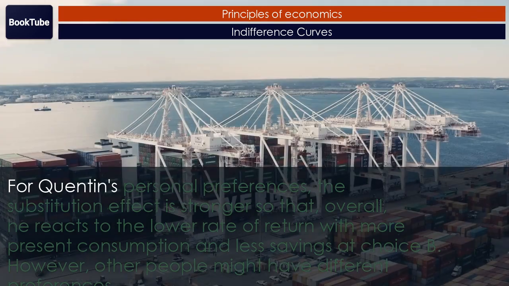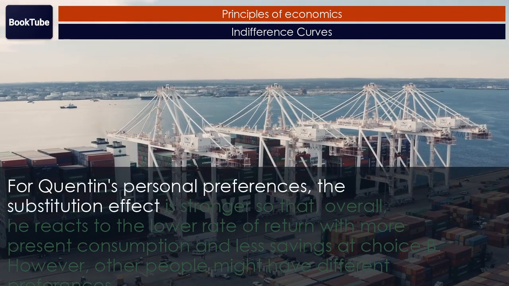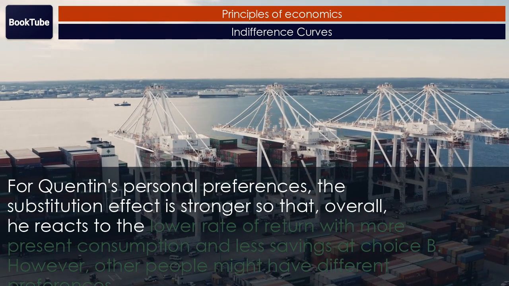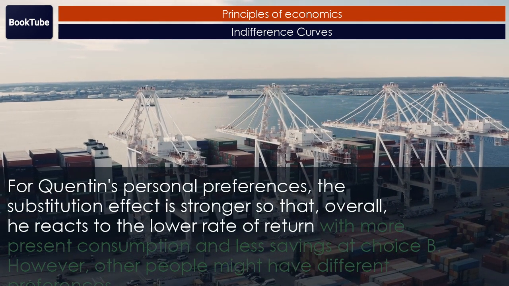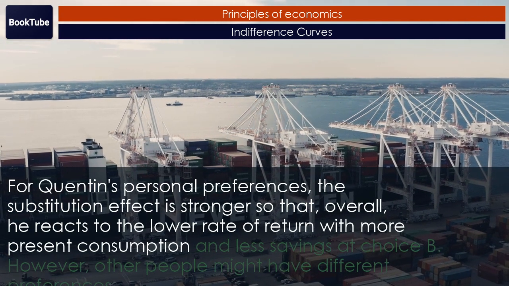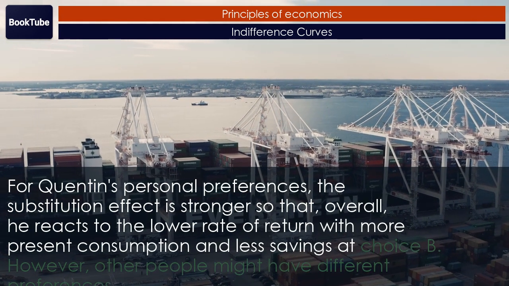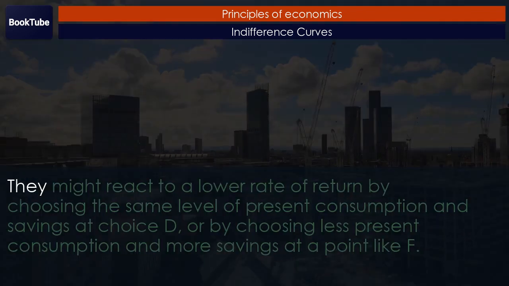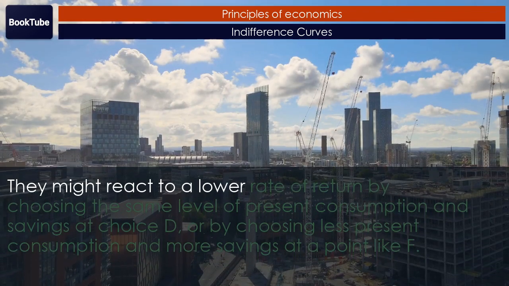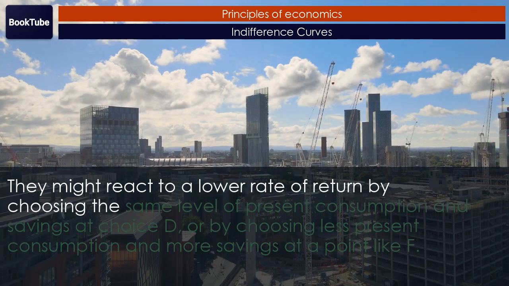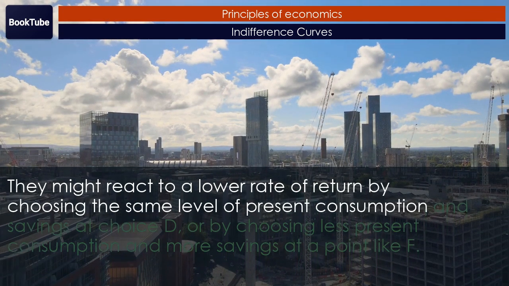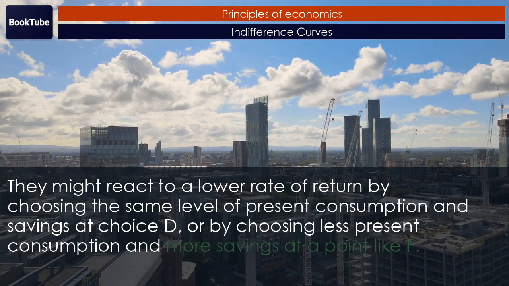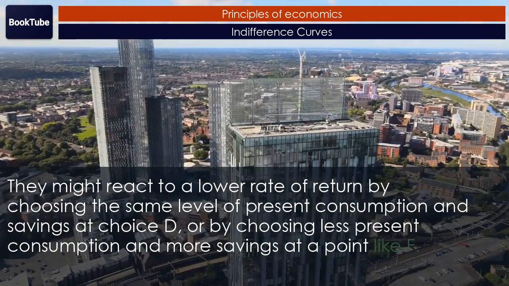For Quentin's personal preferences, the substitution effect is stronger so that, overall, he reacts to the lower rate of return with more present consumption and less savings at choice B. However, other people might have different preferences. They might react to a lower rate of return by choosing the same level of present consumption and savings at choice D, or by choosing less present consumption and more savings at a point like F.